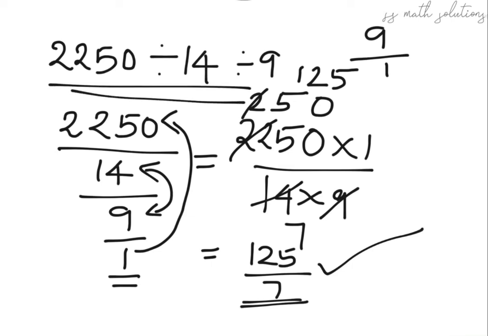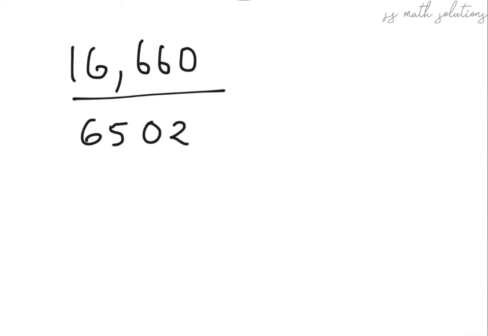Okay, very easy. Now one more question is here. Here is the next doubt question: 16,660 divided by 65,025. Here we know that for both numerator and denominator, 5 is a common factor, so I am trying to cancel with the 5.